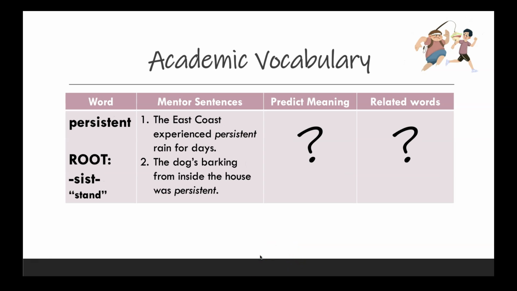All right, next one, persistent. This is probably a word that you already know, but the root that's within this word is sist, which means to stand. So the East Coast experienced persistent rain for days, and the dogs barking from inside the house was persistent. So based on our background knowledge, the root and what it means, and these mentor sentences, what do you think persistent means?